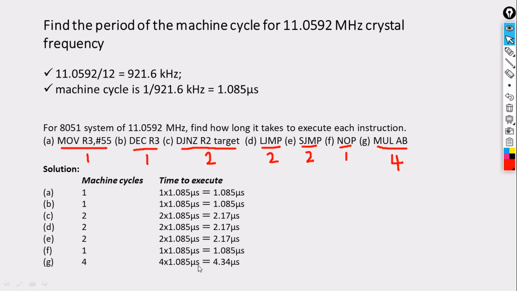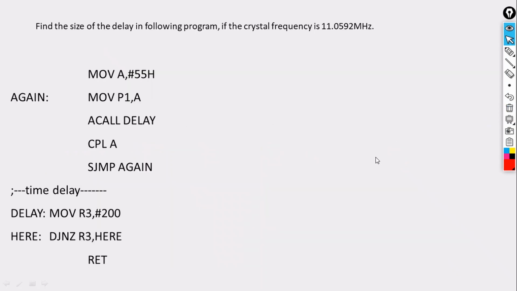4 into 1.085 microseconds, that is going to be 4.34 microseconds. So in order to execute all these operations, it is going to take this much time. Okay, so let us look into some more examples. Now if you look at this particular example, find the size of the delay in the program if the crystal frequency is 11.0592 megahertz.